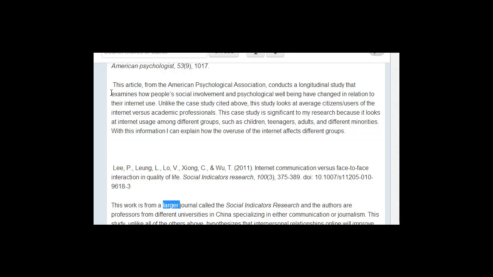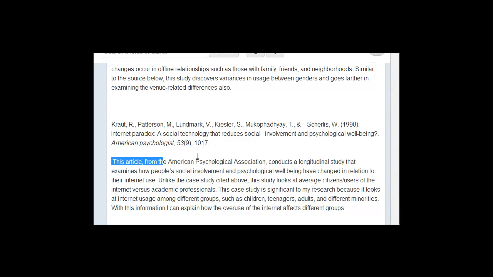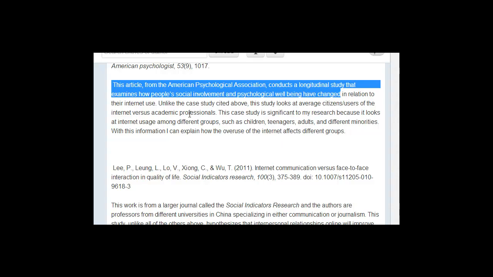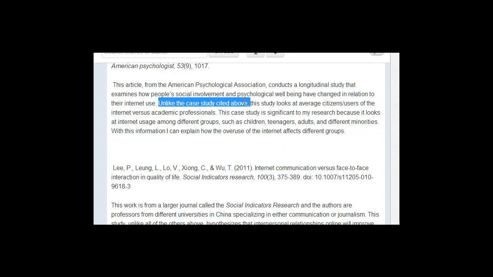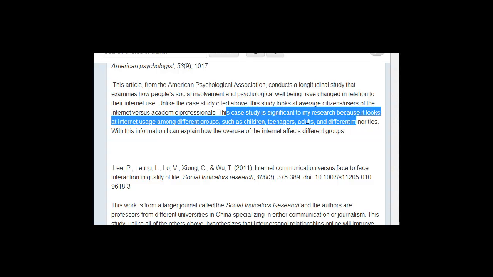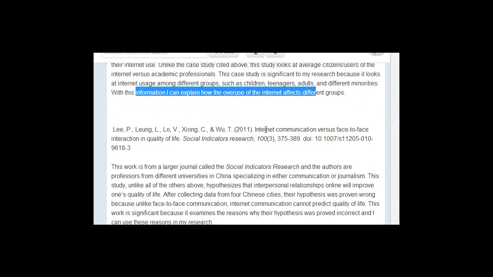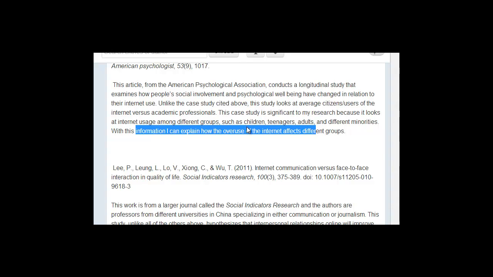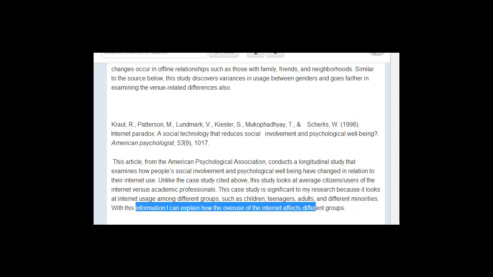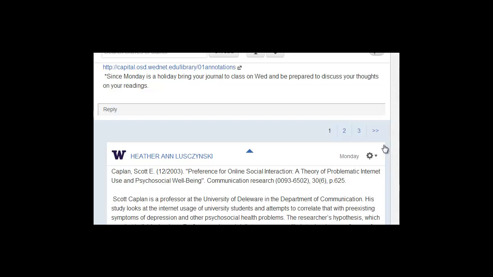Okay, this one above, I'll go back to that one. This article from APA conducts a longitudinal study, which examines how people do things, unlike the case study above. Again, we have a comparison to another case study, which is great, but we want the reader to know which one is the one above. And then it's significant to my research because it looks at internet usage, and I can explain how the overuse of internet affects different groups. So these were our first 4 citations that were in our discussion board.